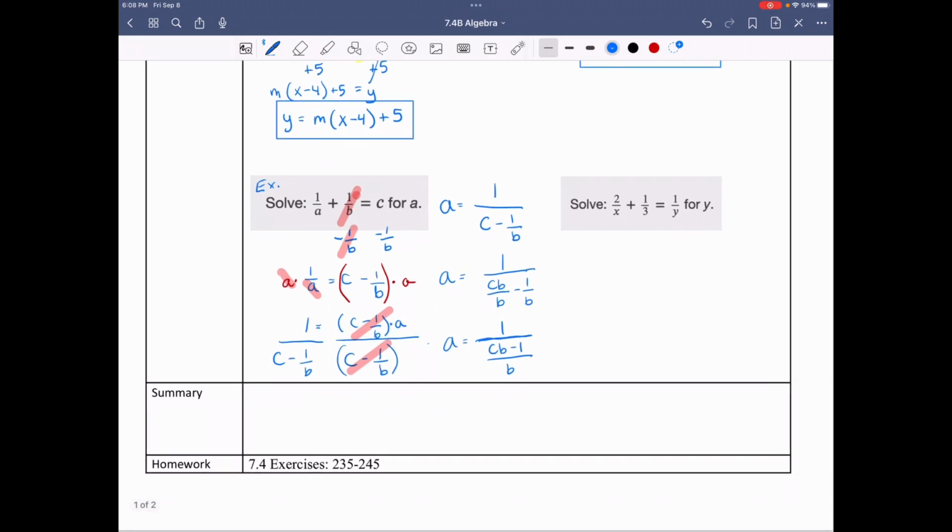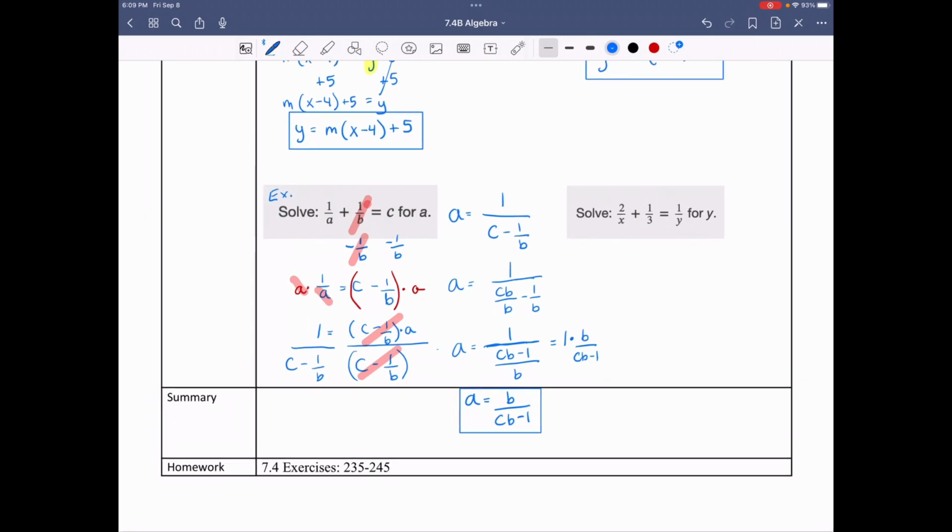I know we're running out of space, so I'm just going to write it in the summary. If you have this, you could rewrite it as 1 times the reciprocal, and 1 times the reciprocal is just the reciprocal, b over cb minus 1. That way you don't have a fraction in your denominator. So that's it. When you get to here, that's the answer. We solved for a. I just wanted to work it out to show you how you could get rid of that fraction that's in the denominator.